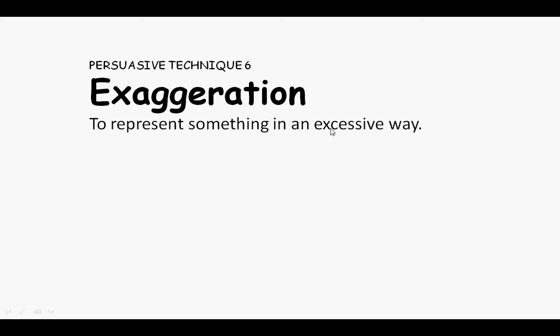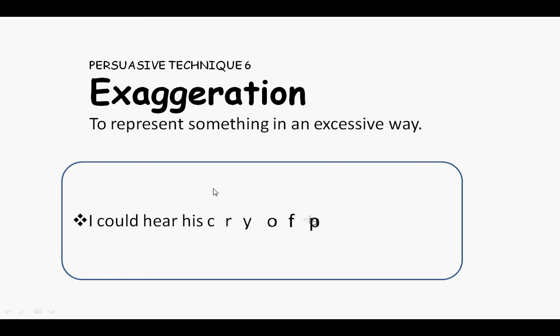Number 6, here we have exaggeration. Exaggeration represent مبالغة, to represent something in an excessive way. When you say, I could hear his cry of pain miles away, of course you cannot hear it miles away, but you are exaggerating to express how loud the cry was, to express the degree of pain he was suffering from. I could hear his cry of pain miles away. This is exaggeration.